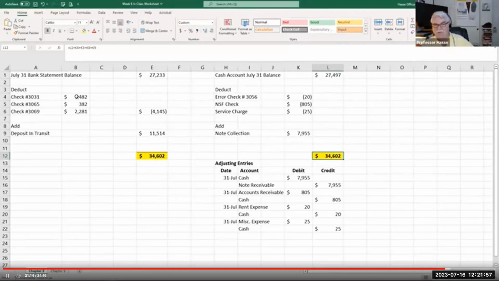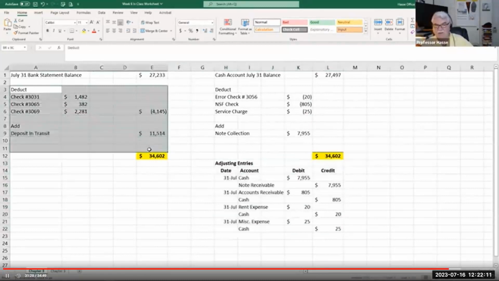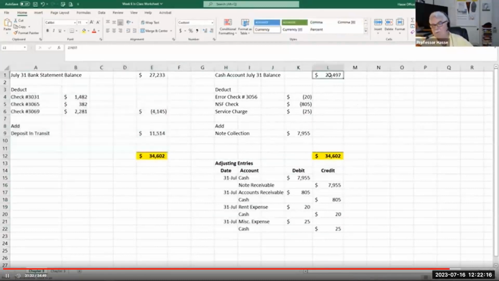All these transactions will clear the bank eventually, and I'm going to have to do an adjusting journal entry here to get these changes in my cash account balance because of this reconciliation. You don't have to do journal entries here because these will clear through the bank. They're already included in this number.